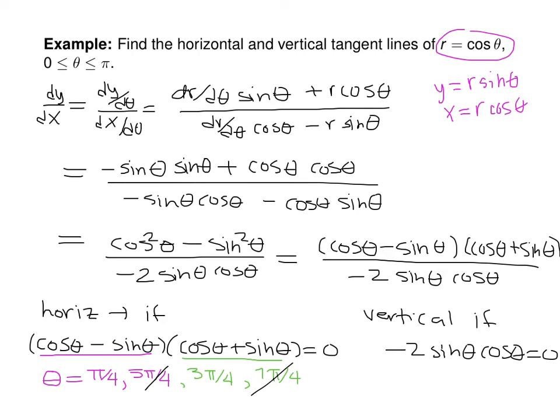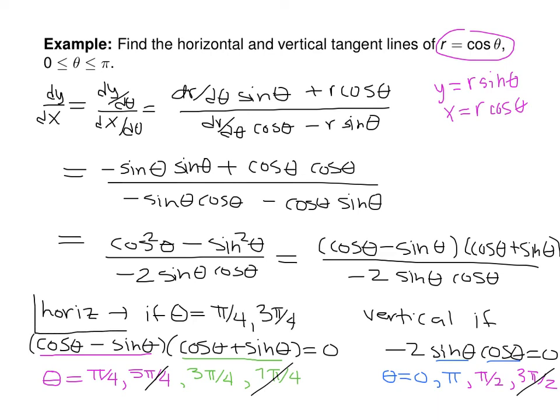Now the next expression will equal 0 if either sine or cosine is 0 within the interval from 0 to pi. So sine is 0 at theta equals 0, and also pi, both of which are within the closed interval. Now cosine is 0 at pi over 2 and 3 pi over 2. But 3 pi over 2 isn't within the given interval, so that one we do not count. So we have horizontal tangents if theta is equal to pi quarters and 3 pi quarters.